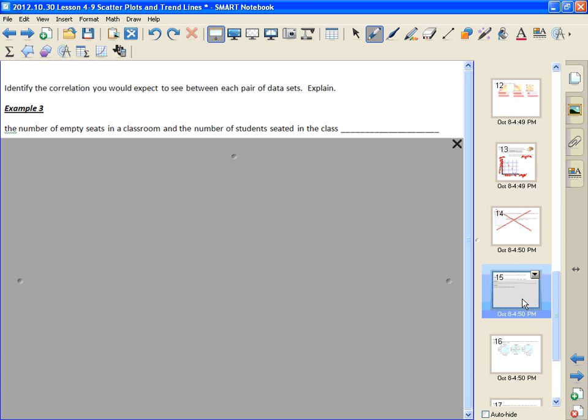Okay, on example 3, it says identify the correlation you would expect to see between each pair of data sets and explain why. It says the number of empty seats in a classroom and the number of students seated in the class. So here's the way I do it. Y'all look at me real quick. As the number of empty seats in a classroom increases, I always let the first variable increase. What would happen to the number of students seated in the class? It would decrease, right? So if you have one variable increasing and one variable decreasing, that tells you it's a negative correlation. So here, the answer would be negative.